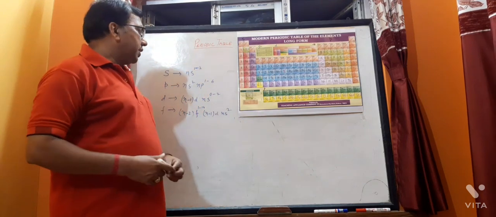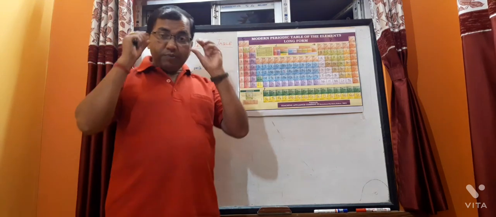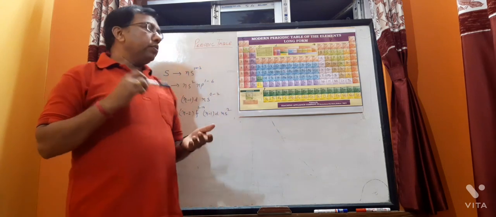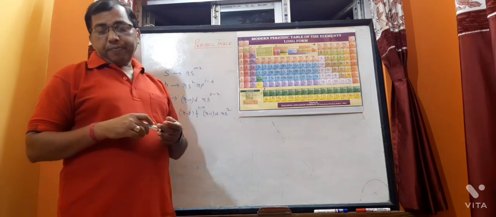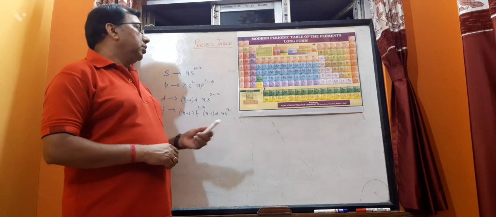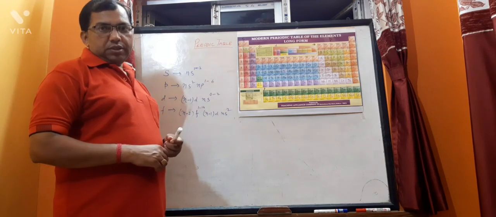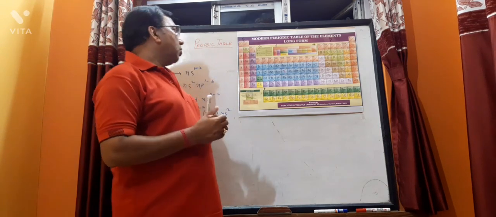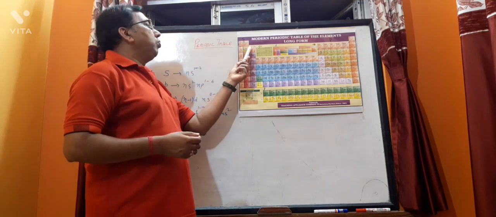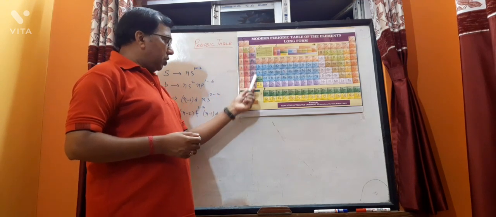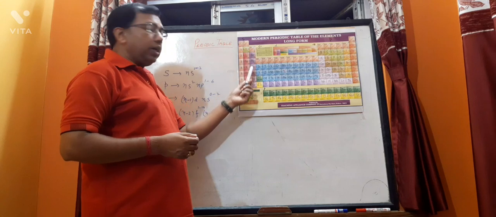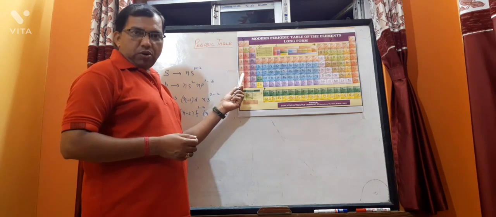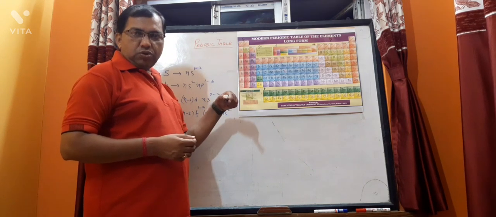Now I will discuss part by part. S block elements. What is the feature of s block elements? The last electron in s block elements enters the s subshell. The s block elements are group 1 and group 2.